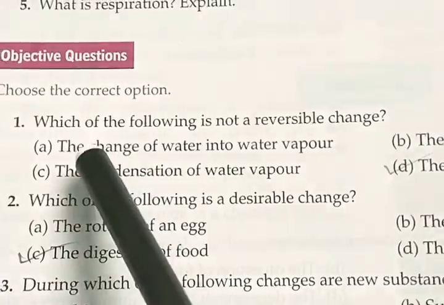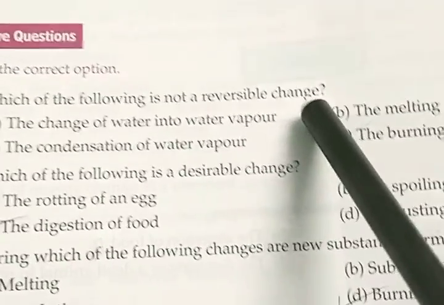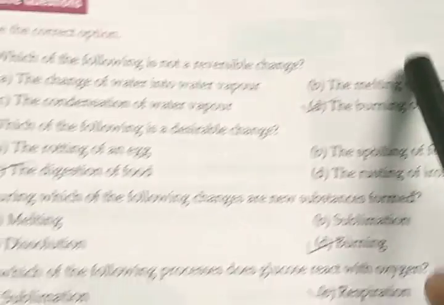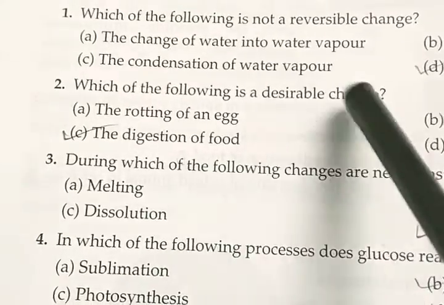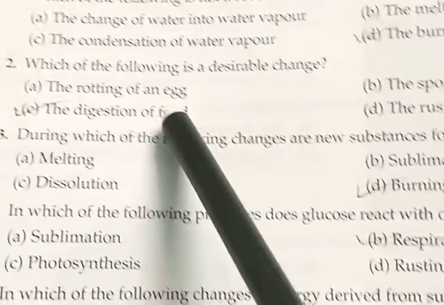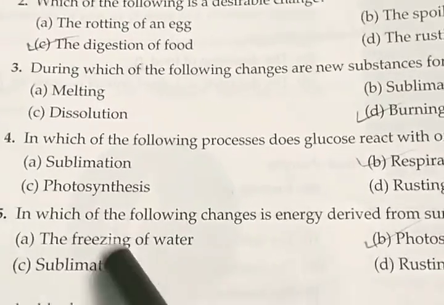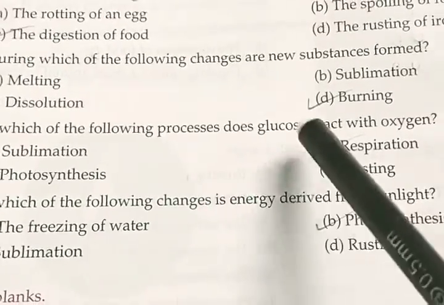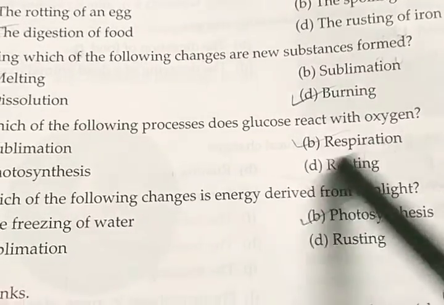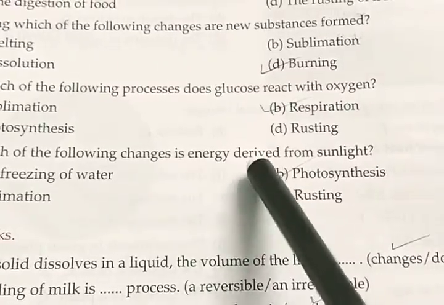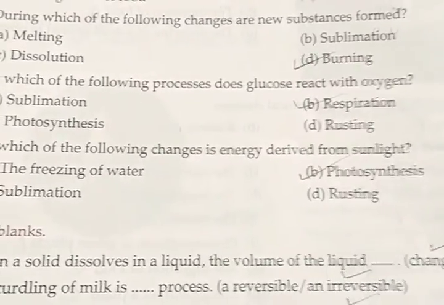Choose the correct option. Which of the following is not a reversible change? There are 4 options. The answer will be D, the burning of kerosene. Which of the following is a desirable change? The digestion of food. During which of the following changes are new substances formed? That is burning. In which of the following processes does glucose react with oxygen? That is the respiration process. Next, in which of the following changes is energy derived from sunlight? Photosynthesis.